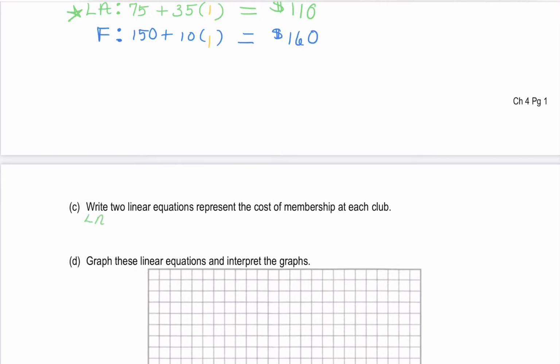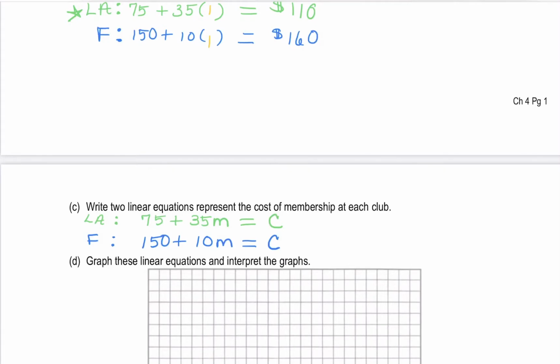So let's look at writing first the equation here for LA Fitness. Look at the green at the top there. It was $75 plus 35 times, and I was always subbing in some number for X, the number of months. Let's call it M instead. So let's say times M for however many months. And that was getting me some sort of total cost for that time frame. And similarly for the other fitness club, I have 150 plus $10 times M, the number of months, whether it was 6 months or 1 month, and that was giving me the total cost for the other club.